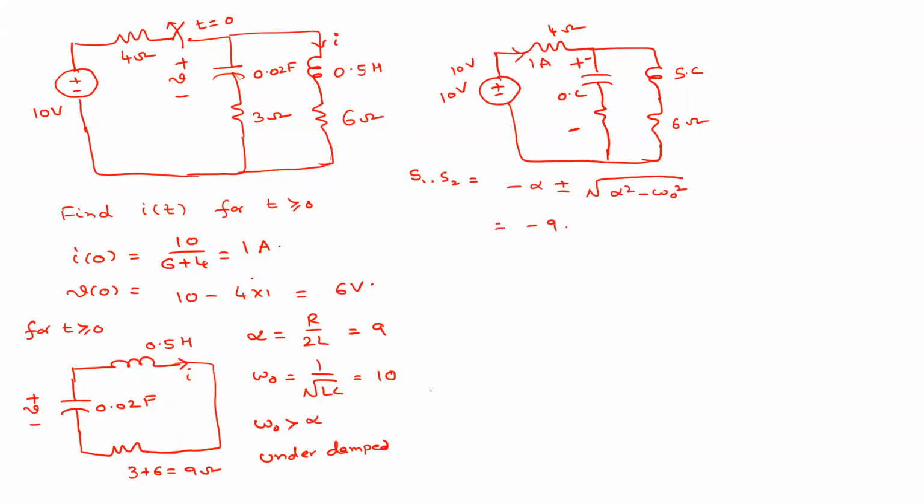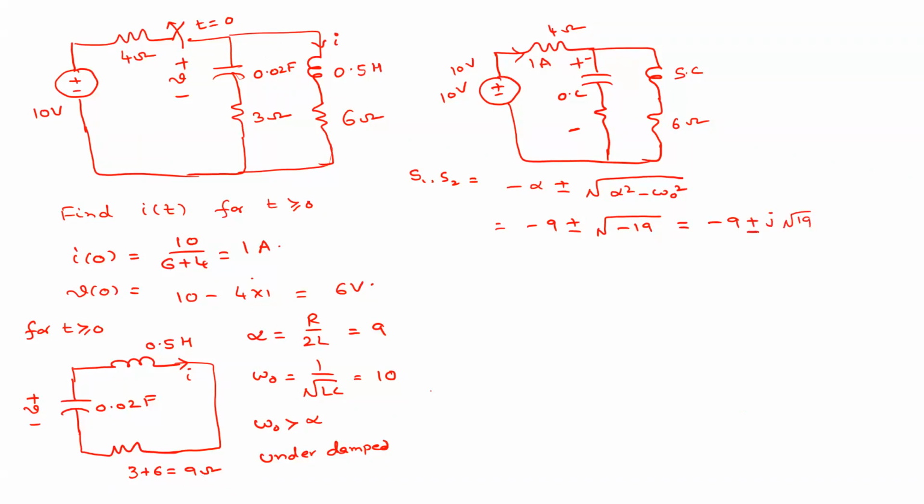So what you will get is minus 9 plus or minus the square root of 81 minus 100, that is minus 19. So the roots are minus 9 plus or minus j root over 19. Why j? Because of the root of minus 1, that's why you have plus or minus j.